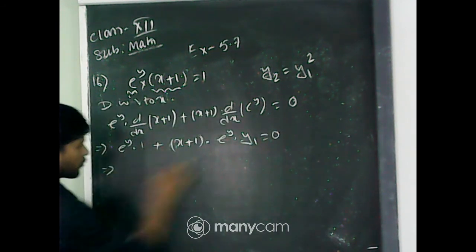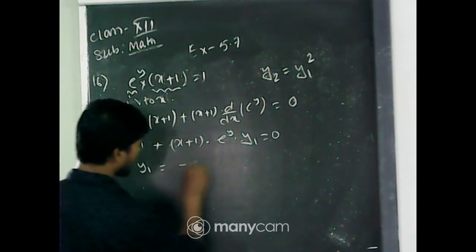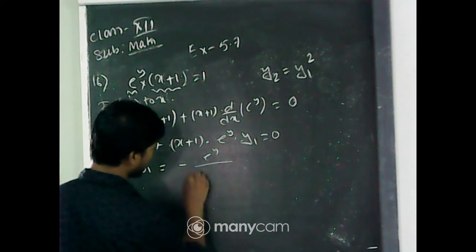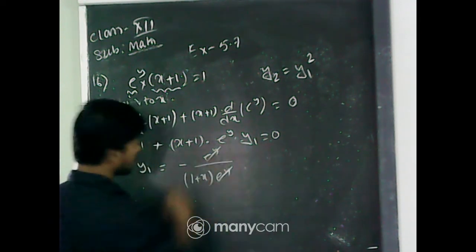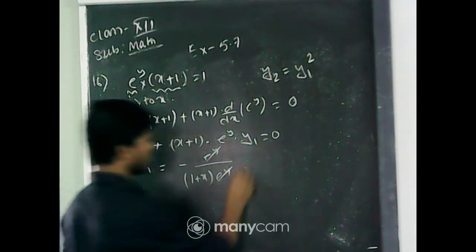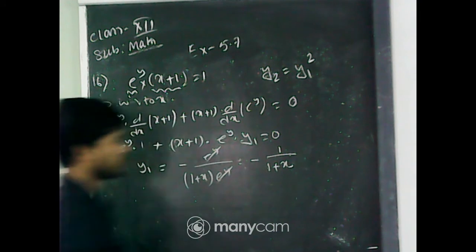Now from here find out the value of y1. So y1 will be minus e to the power y by 1 plus x into e to the power y. e to the power y and e to the power y will cancel each other. That means y1 is minus 1 by 1 plus x.